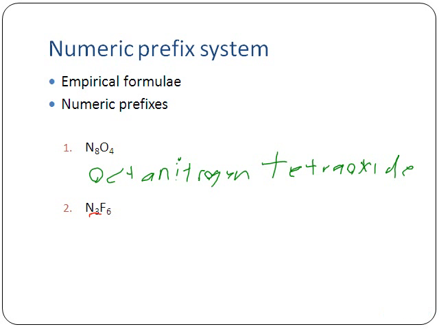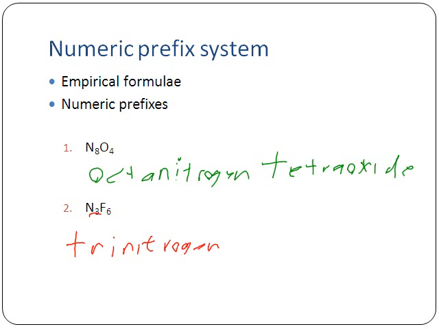We could use the stock system or we could use the numeric prefix system. But N3F6, is this reducible? Yes. Since it's reducible, it has an empirical formula. We're going to have to use the other system. We're going to have to use the numeric prefix system. So we go to 13. And in this older system, basically we have to describe the numbers. So we have N3F6. 3 is tri. So we'd say this is going to be trinitrogen.